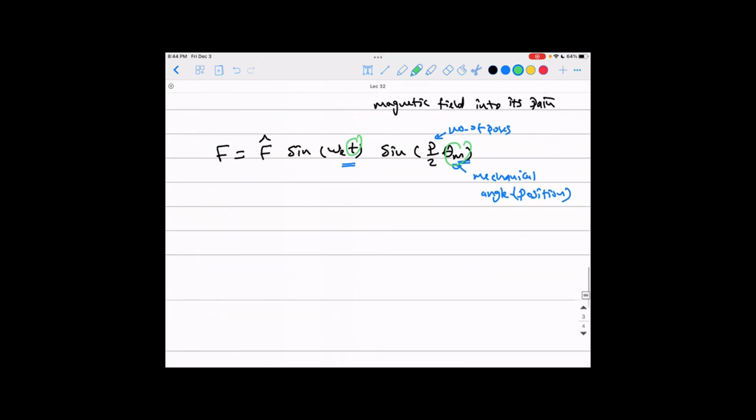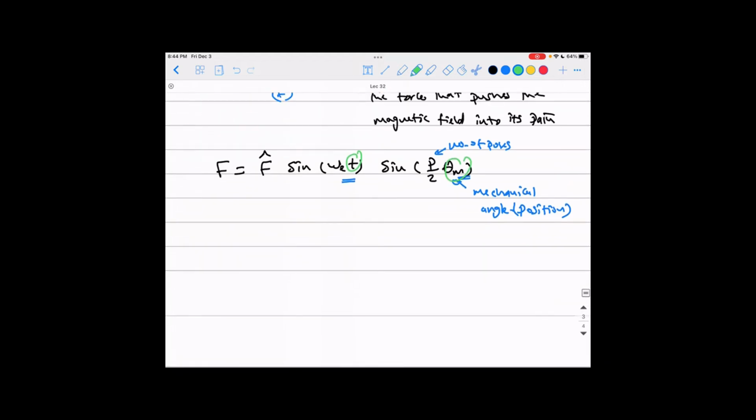Time and theta. Okay guys, if you do the math of this, because we have two sines multiplied together, it will give you this form: F as a magnitude over 2 cosine P over 2, the number of poles, theta mechanical minus omega e t, minus F over 2 cosine P over 2 theta mechanical plus omega e t.